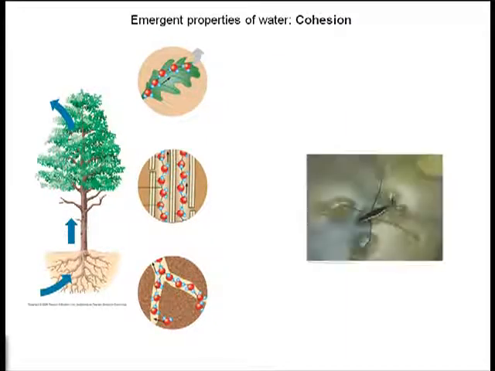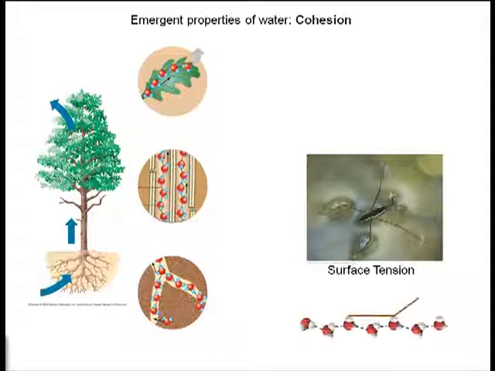Here's another example of cohesion between water molecules. This image is an example of surface tension, where the hydrogen bonds between the water molecules cause the surface of the water to hold together. The reason this water strider can walk across the surface of the water is because the hydrogen bonds between the water molecules are stronger than the forces that the water strider puts on them. So the bonds don't break and the water strider stays on top of the water.